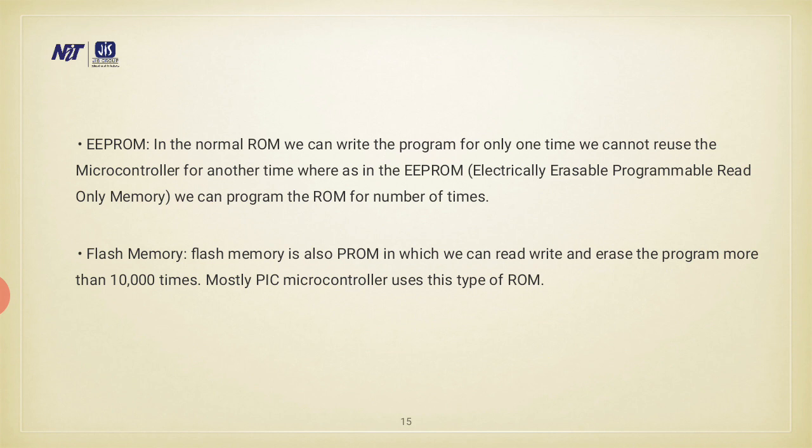EEPROM. In the normal ROM, we can write the program for only one time. We can reuse the microcontroller another time, whereas in EEPROM, electrically erasable programmable read-only memory, we can program the ROM a number of times. This is the advantage. Now, flash memory. Flash memory is also PROM, in which we can read, write, and erase the program more than 10,000 times. Mostly PIC microcontroller uses this type of ROM.